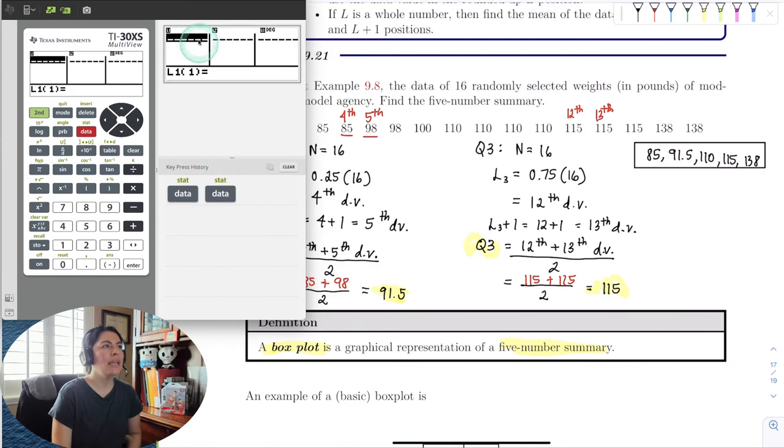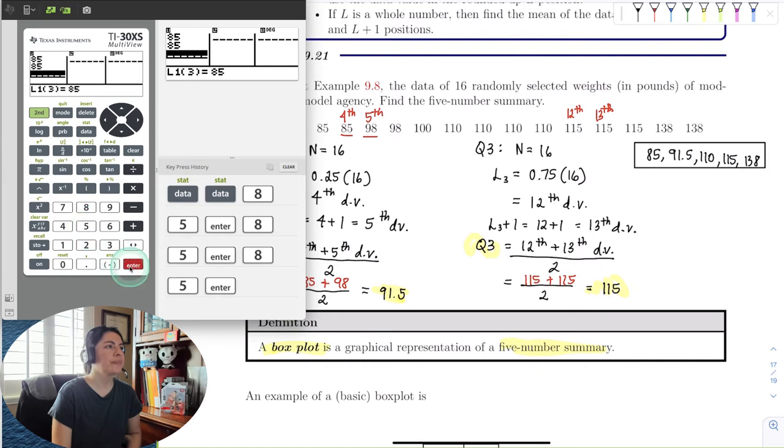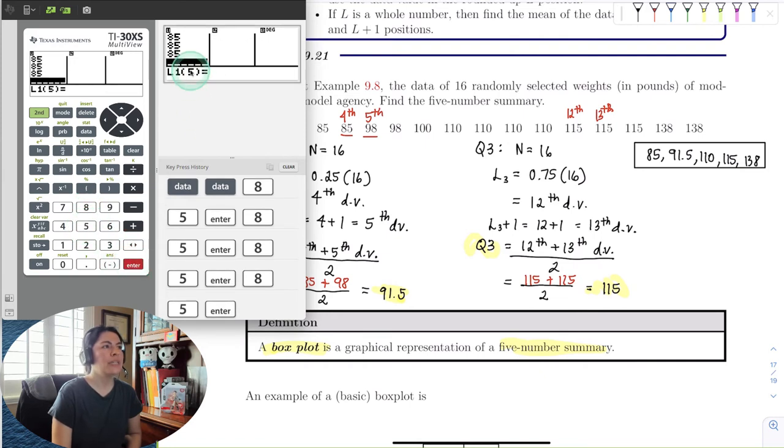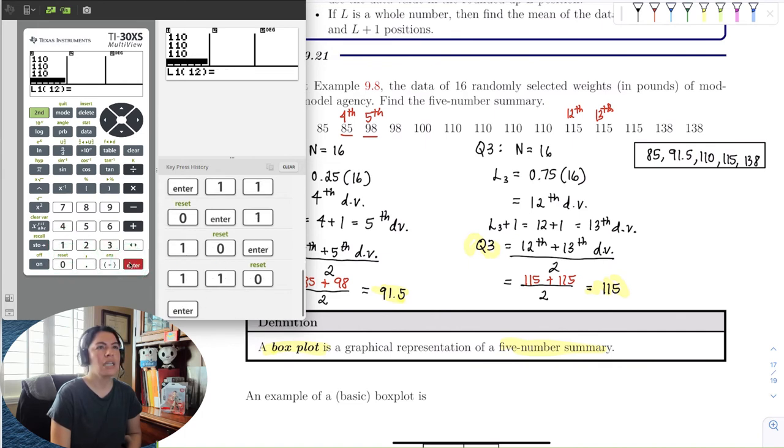So I hit data, and now in list one, go ahead and list all 16 weights. So I'm going to put four 85s, right? And notice it tells you what data value you're on. So I'm on the fifth data value. So I'm at two 98s, one 100, four 110s, one more, three 115s. And then two 138s.